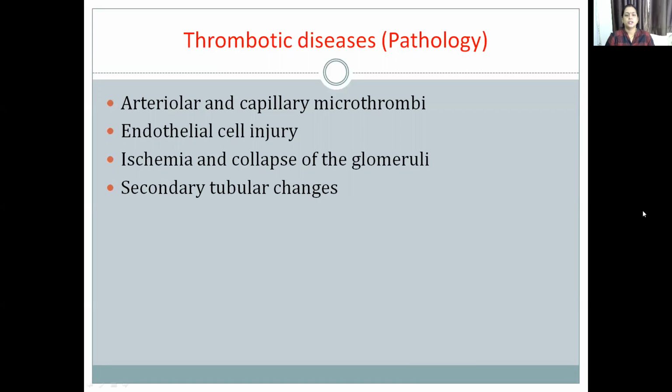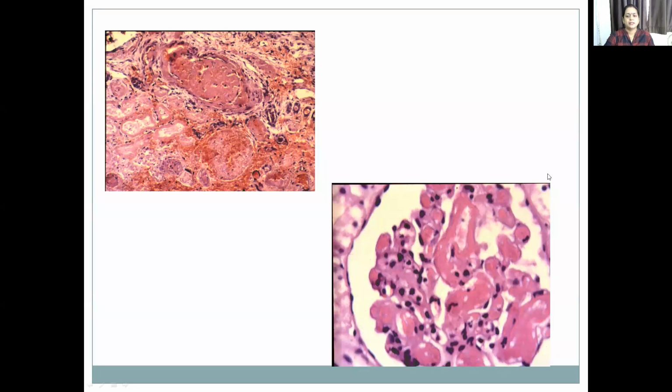Okay, what is the pathology? There will be arteriolar and capillary microthrombi, endothelial cell injury, ischemia and collapse of the glomeruli, and secondary tubular changes. If you just think with common sense, thrombi are something trying to occlude. So what can happen at the organ level? Think like that and you'll get all your answers. These pictures depict a lot of hemorrhage and necrosis.